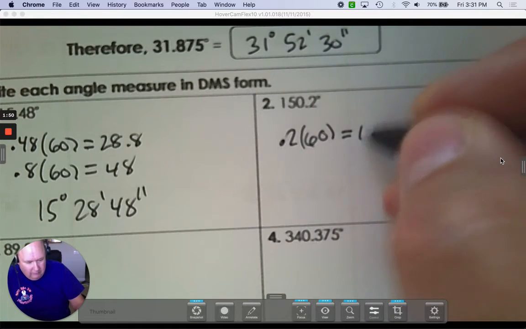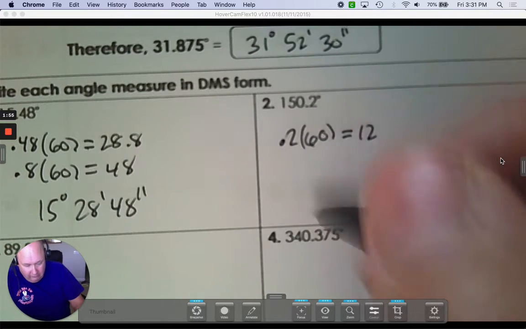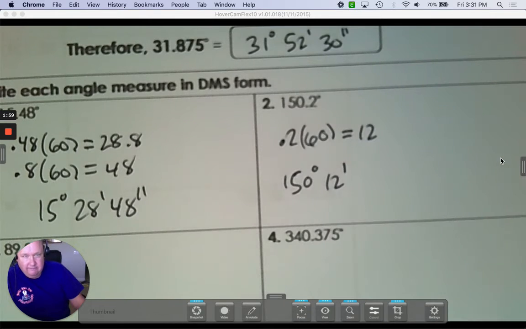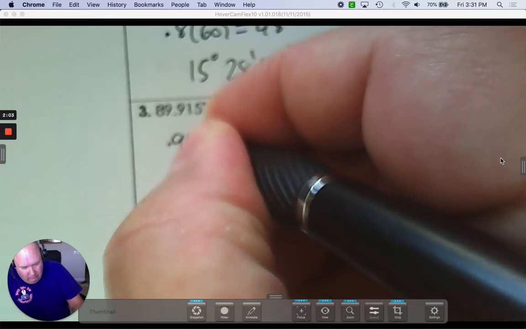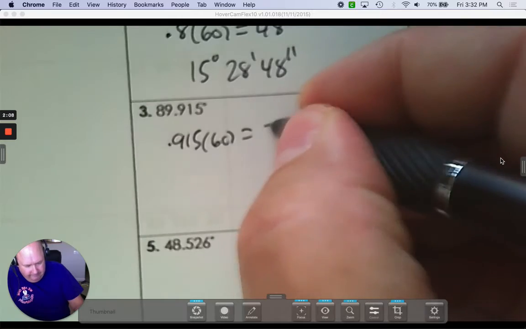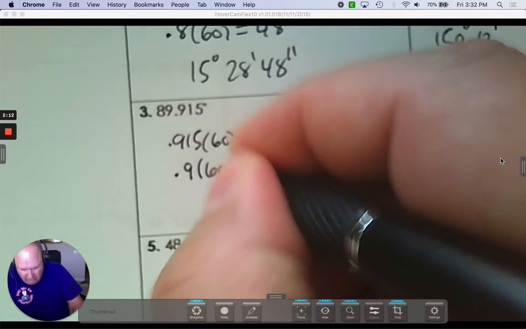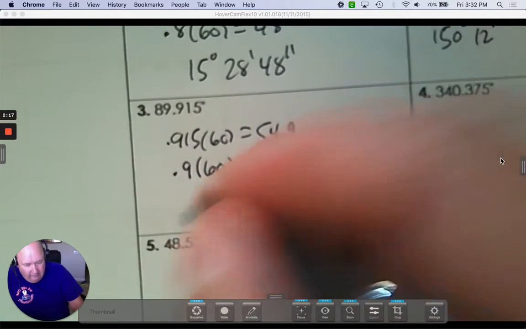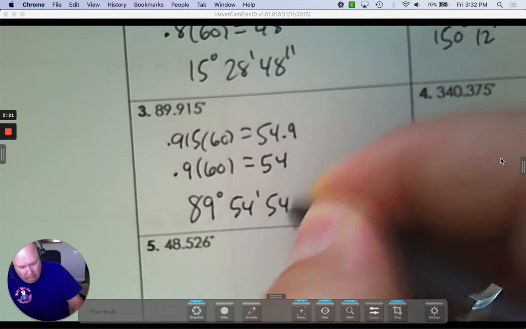That would give you 12. There's no decimal at all there. It's just 12, a whole number. So that's it. So it's 150 degrees and 12 minutes exactly. No seconds. 89, take 0.915 times 60. That gives you 54.9. Take the decimal again, 0.9. Again, you just would use your calculator to multiply it, so I know you can do that. That's 54. And then take the numbers. So it's 89 degrees, 54 minutes, and 54 seconds.